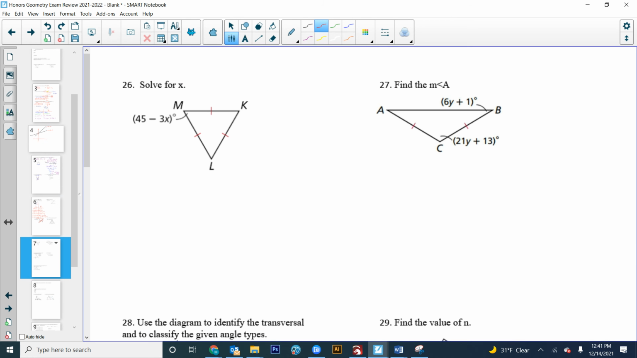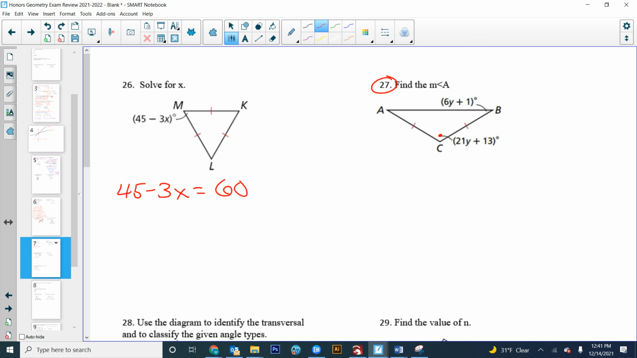Let's get through two more real quick. It seemed like people struggled with 27. But first, 26. Do the sides of a triangle have to add up to 180? No, but the angles do, right? And if this is equilateral, it must be equiangular. You should have set 45 minus 3x equal to 60. Or you could have added up 45 minus 3x plus 45 minus 3x plus 45 minus 3x, 3 times, to equal 180. But for this one, watch up here.